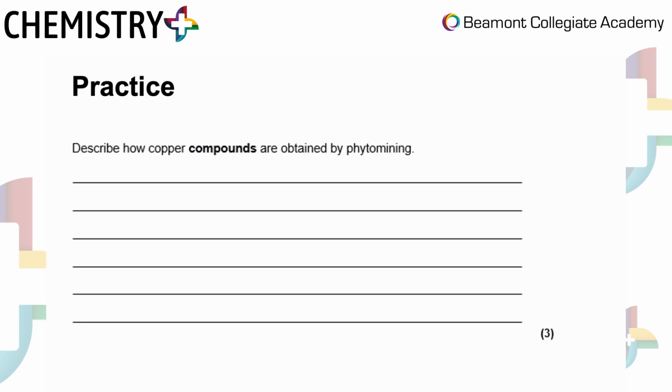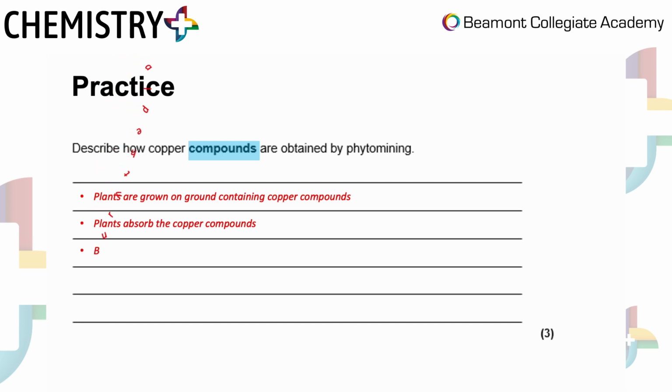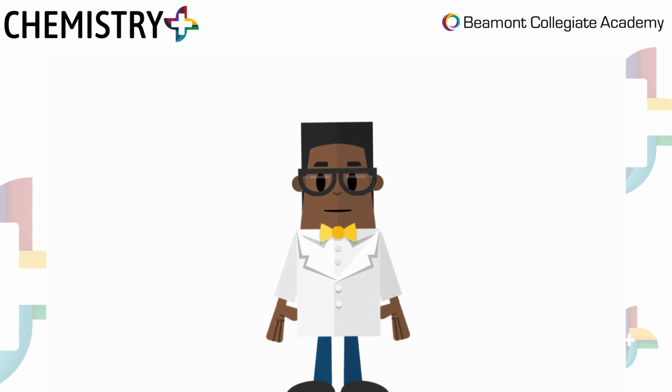So here are my thoughts on this question. It has bolded compounds, so we only need to talk about compounds. So first point, the plants are grown on ground containing the copper compounds. So therefore they will absorb those copper compounds. And when we then burn those plants, we will have ash containing those copper compounds. What did you write? Do we understand this? Make sure you're checking your answers against the GCSE mark scheme.